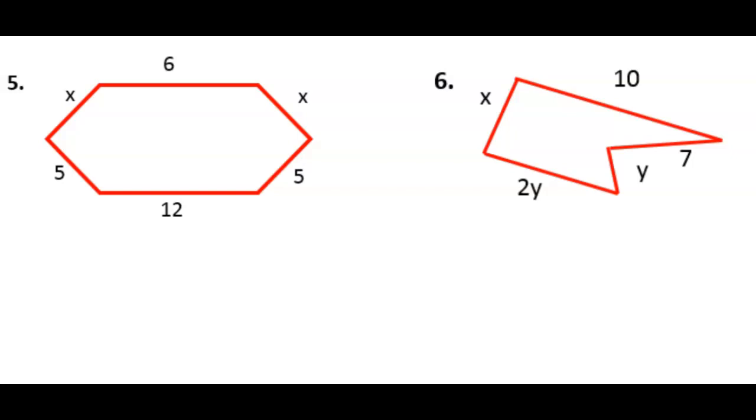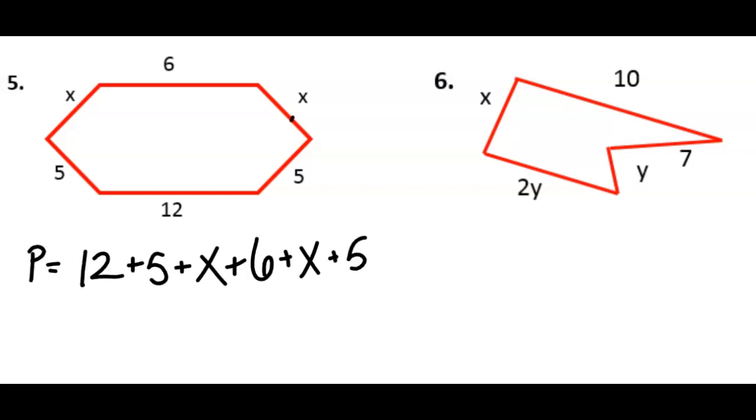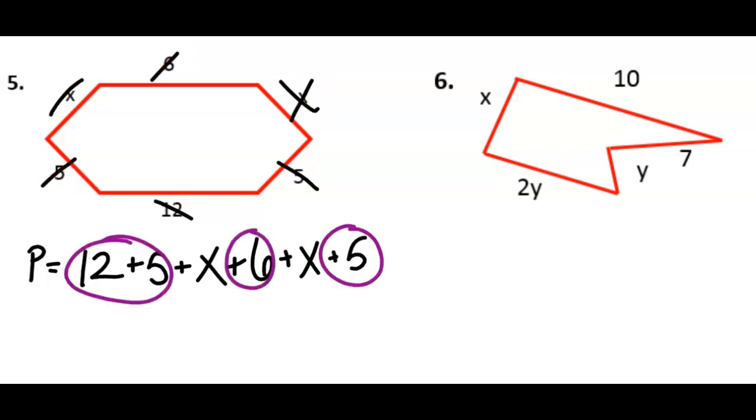So I want to look at my sides and make sure that I put all of them down. So I've got 12, I've got 5, I've got an X, I've got a 6, I've got an X, and I've got a 5. So I've got all of those down, right? 12 is down, 5 is down, X is down, 6, X, and 5. Great. Okay. So now I need to combine like terms, and I need to add things up.